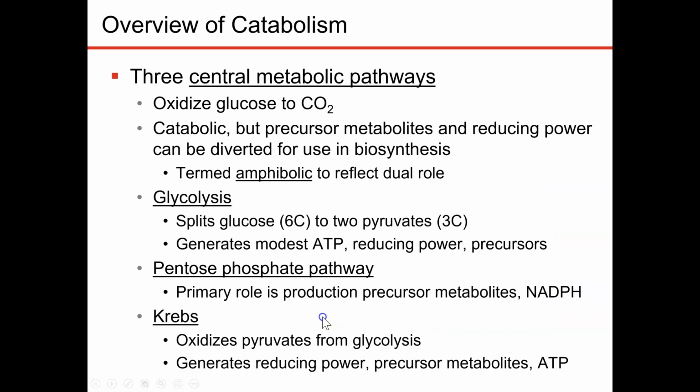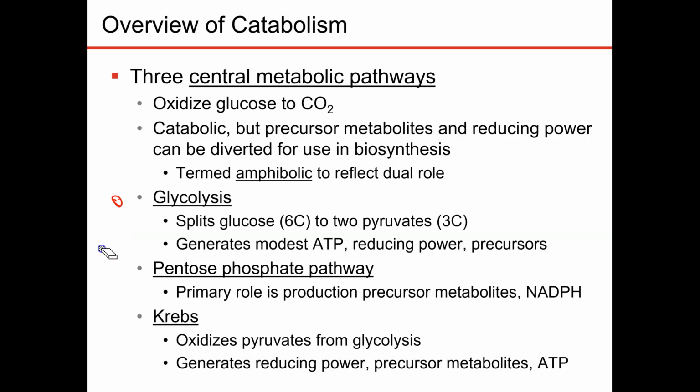So let's look at the three central pathways that we talk about. The first pathway is called glycolysis. Glycolysis splits glucose into pyruvate, and in that process, it generates ATP. The pyruvate then is going to move on into other pathways so we can produce a lot of ATP.